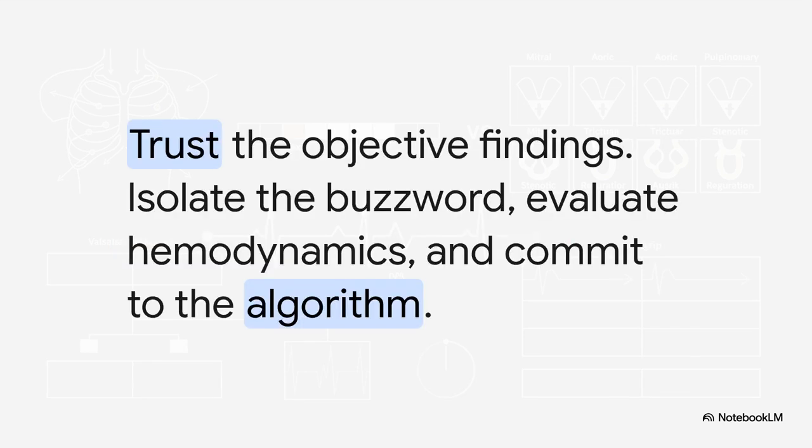And this brings us to our final takeaway. Trust the objective findings. Isolate the buzzword, whether that's an opening snap, an ejection click, or electrical alternans. Evaluate exactly how the hemodynamics shift with dynamic maneuvers, and commit to the algorithm. As you face these vignettes, ask yourself, if a single dynamic maneuver, like a Valsalva, can completely change your diagnosis, are you relying on vague intuition, or are you trusting the physiology?